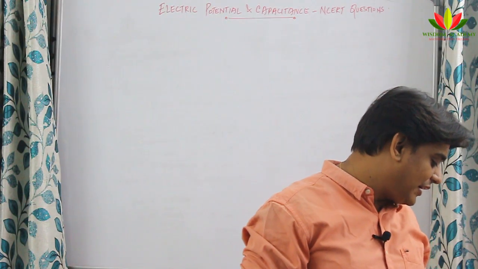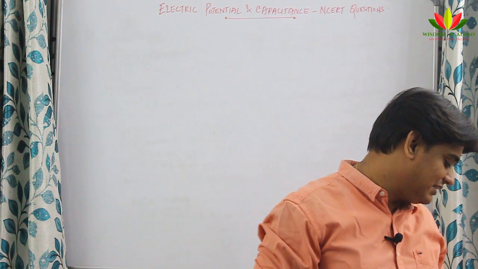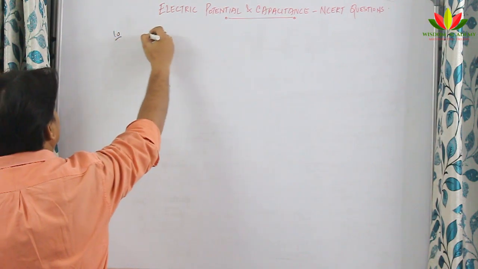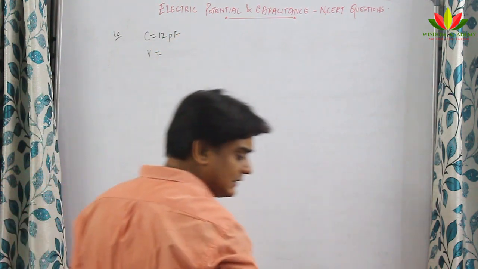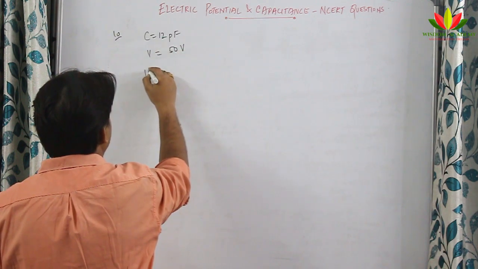Let us see question number 10. A 12 picofarad capacitor is connected to a 50 volt battery. How much electrostatic energy is stored in the capacitor? So, they have given the capacitance as 12 picofarad and the voltage of the battery as 50 volt. They are asking you to find the energy stored in the capacitor.